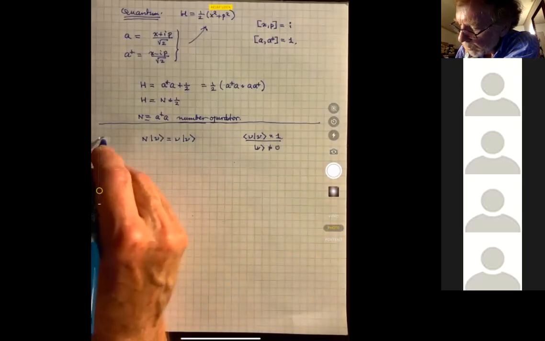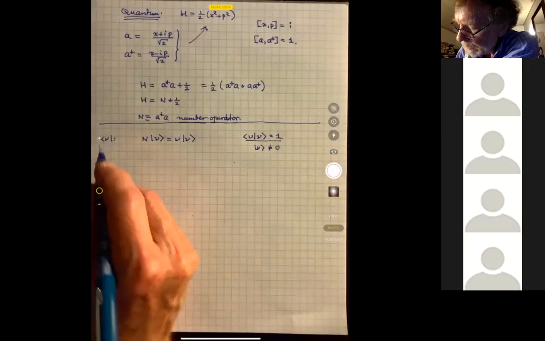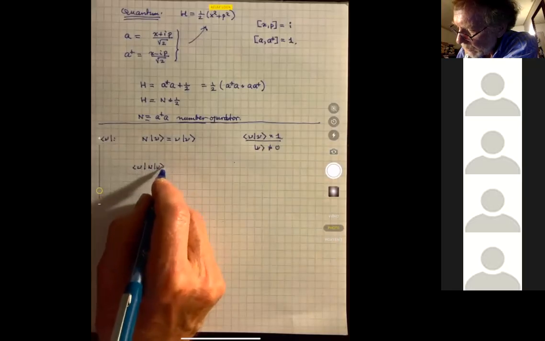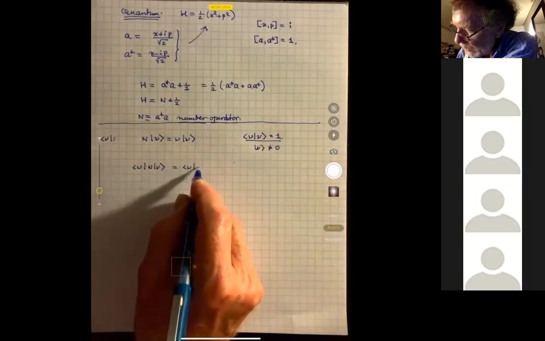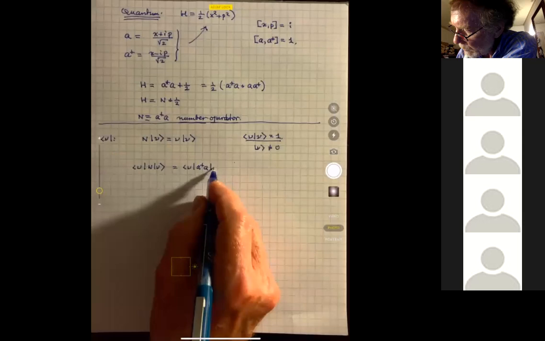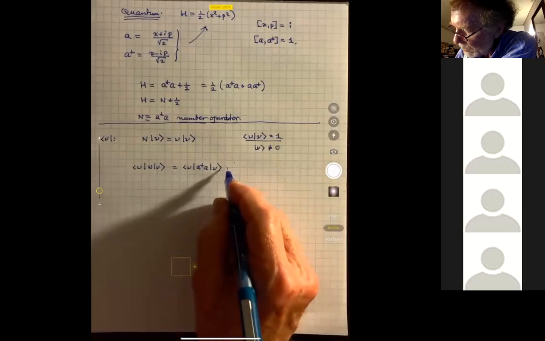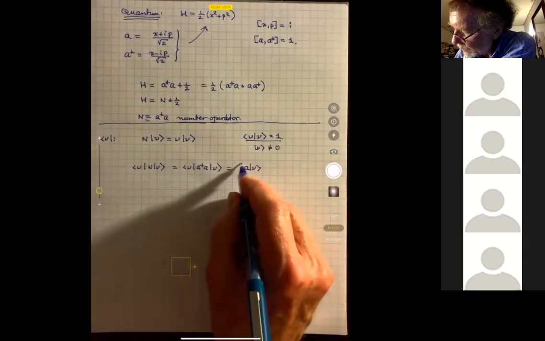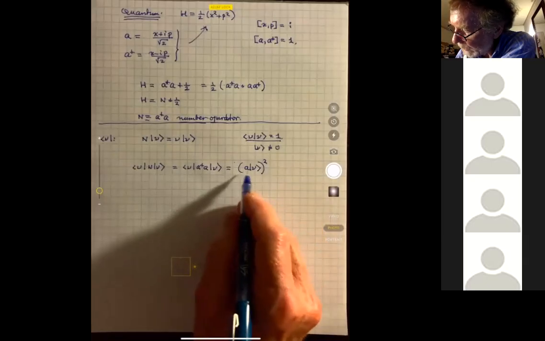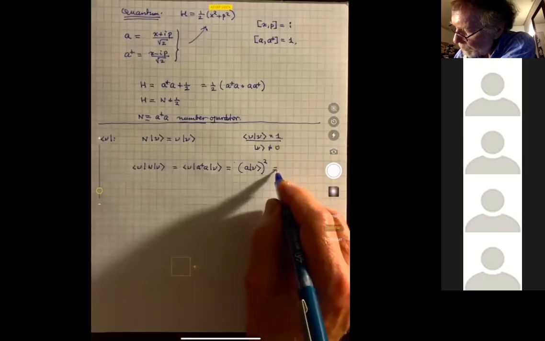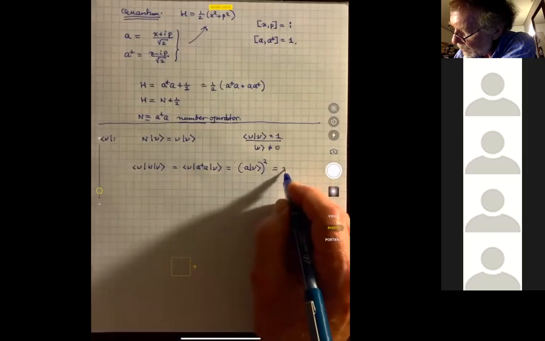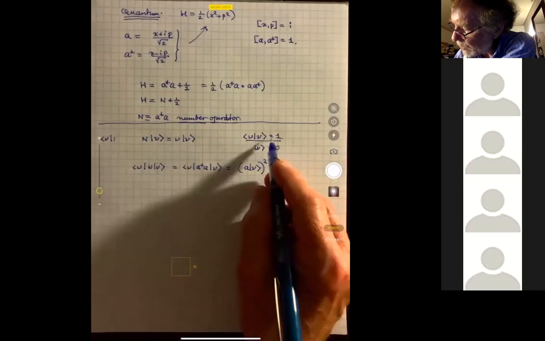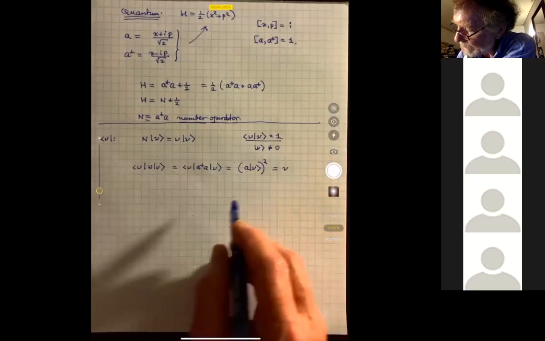We do this by multiplying by bra nu on the left-hand side. Working on the left-hand side, we get nu sandwiched around N, which is the same as nu sandwiched around A dagger A nu. That's the same as the vector A nu squared, the square magnitude of the vector A nu. Putting N on the right-hand side, that gives us the quantum number nu, a C number, times the scalar product of nu with itself, which is equal to 1. So it just gives us nu.